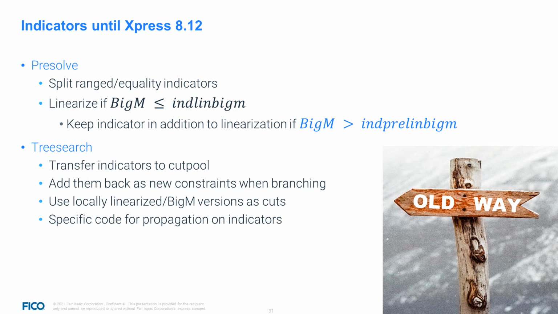Moreover, given that the indicators were not part of the matrix until they were reactivated, we needed to have specific code to perform every activity that involved the use of these constraints, such as bound propagation or considering them in heuristics and so on.